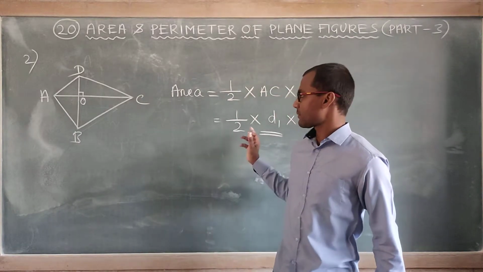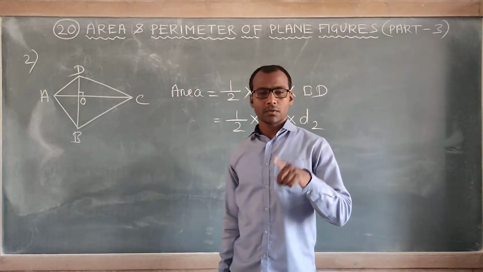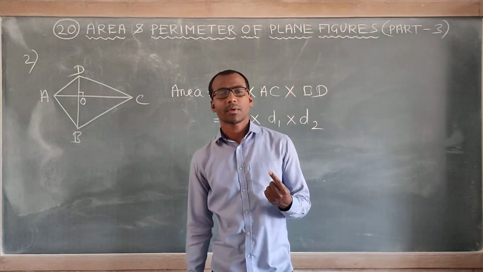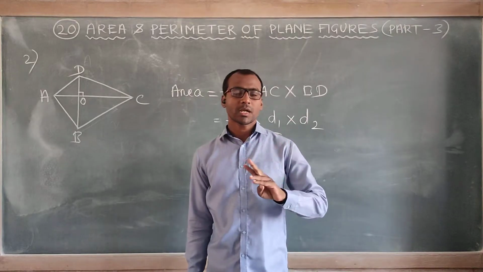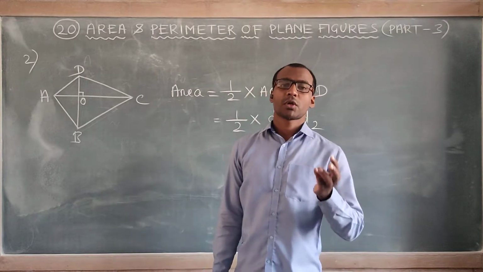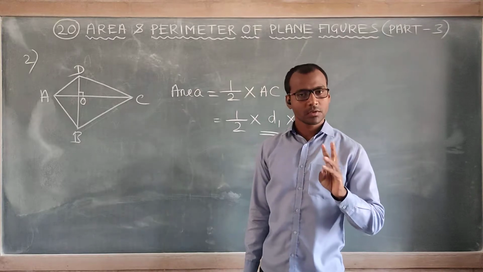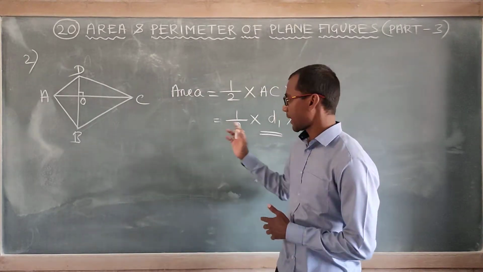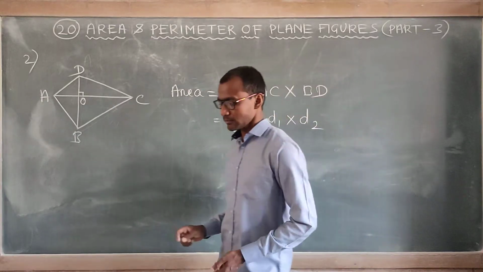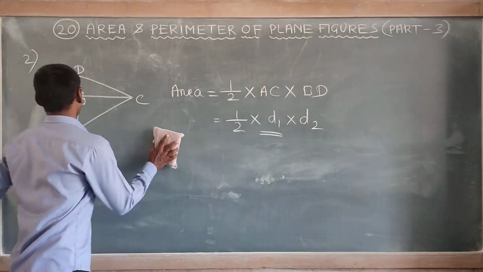So definitely this formula can be used for a kite also, because in a kite the diagonals are perpendicular to each other. For a rhombus also, because in a rhombus diagonals are perpendicular to each other. For a square also. When I will move to rhombus and square, again I will go back to this formula, you will see. So this is second type.